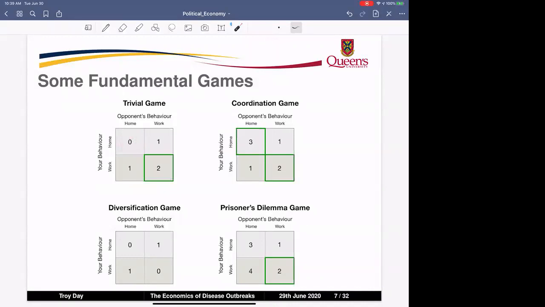Now let's contrast that with what's down in the right-hand corner here, which is the prisoner's dilemma game. So here I am again making my decision. If my opponent stays home, I'm going to want to go to work because 4 is bigger than 3. If my opponent goes to work, again, I'm going to want to go to work because 2 is bigger than 1. And so again, since the game is symmetric, we'll both end up going to work. And so we'll end up getting a payoff of 2.